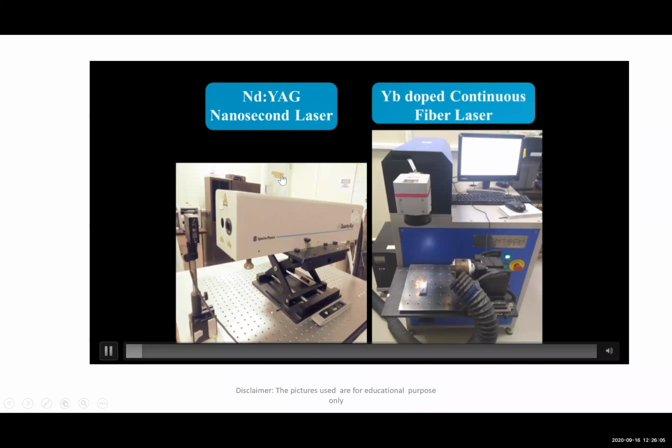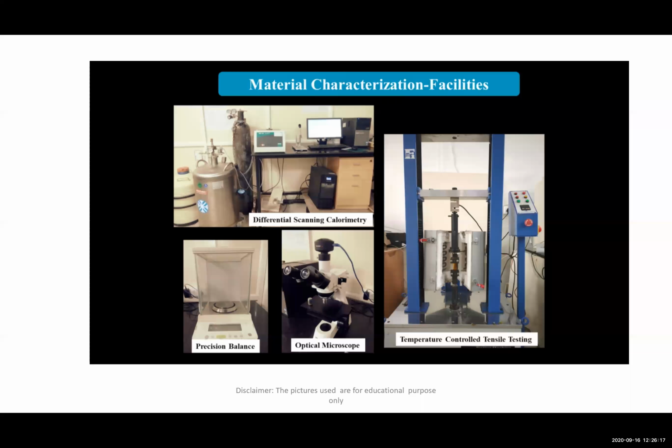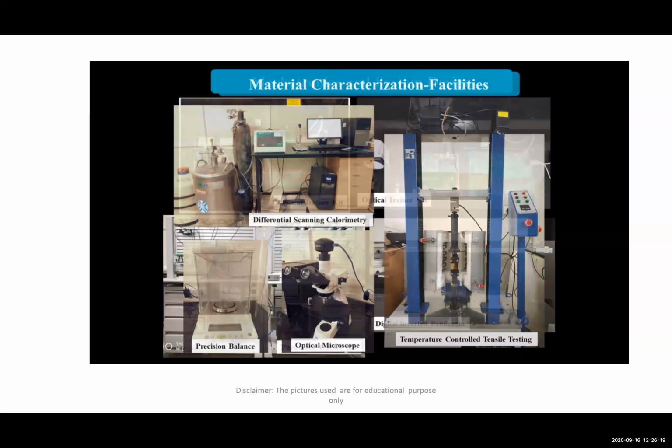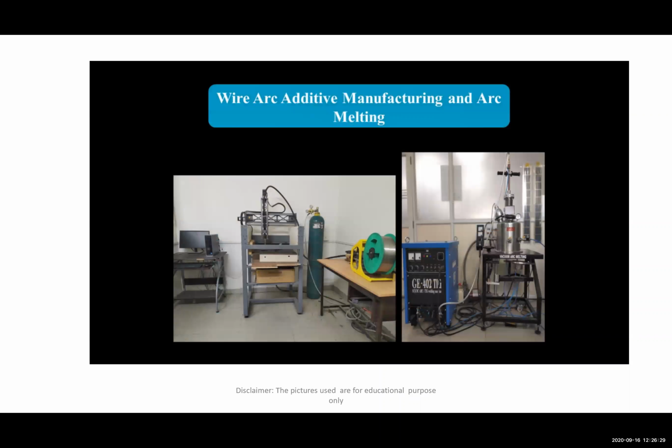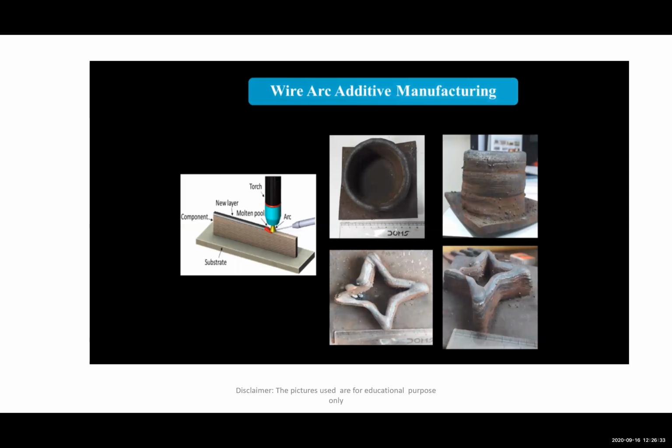So these are the facilities which are available with us. We have complete thin film units, as well as different types of lasers, carbon dioxide, Nd:YAG, and even a 2 kW fiber laser for welding. As far as characterization is concerned, we have differential scanning calorimetry. Since we deal more towards mechatronics training, we have a pneumatic system unit mainly meant for controlling. This is a wire arc additive manufacturing unit which we have developed in our lab.